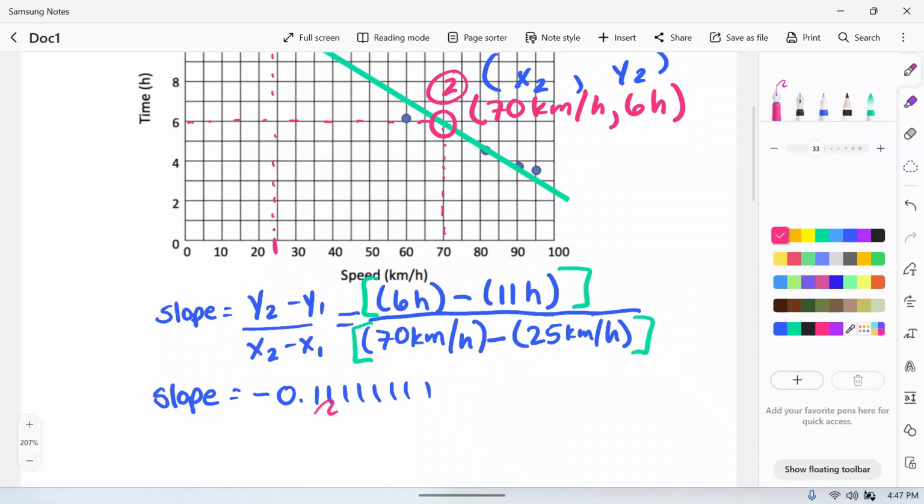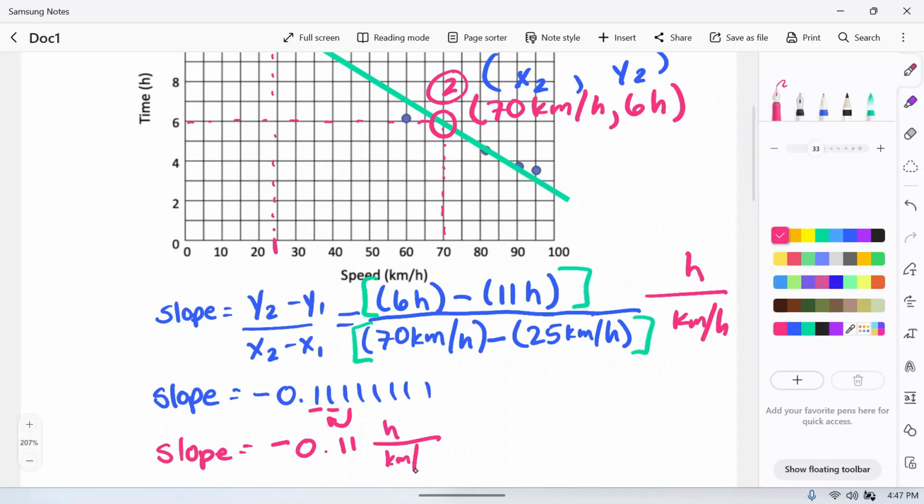So what I'm going to do is I'm going to keep 1. The 0 is not significant, and I'm going to use the 1 here. I'm going to use the number after that. So I want 2 significant figures. So I'm going to use the 1 here to round the 1 so it stays a 1. So my slope is going to be negative 0.11. And then my unit is going to be whatever's on top, which is hours, divided by whatever is in the denominator, which is kilometers per hour. So that is going to be hours divided by kilometers per hour.